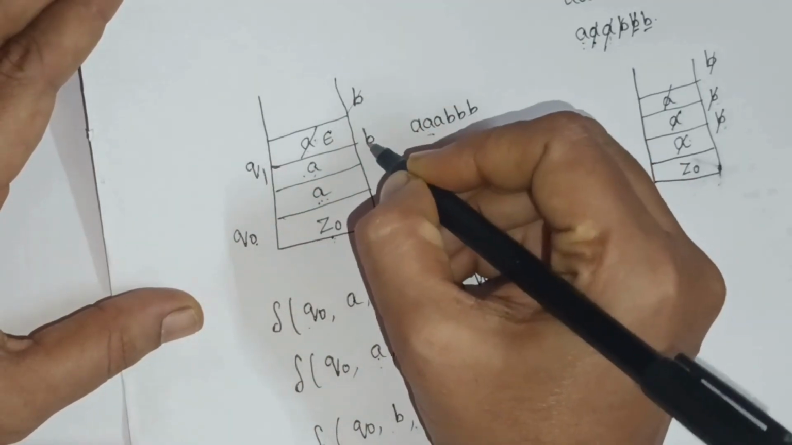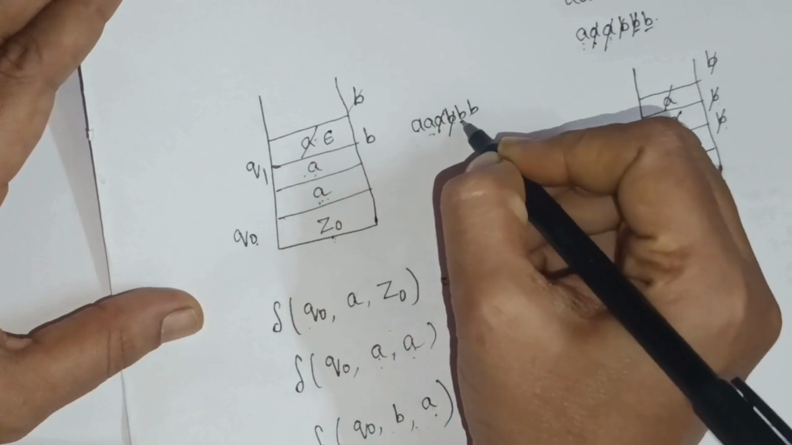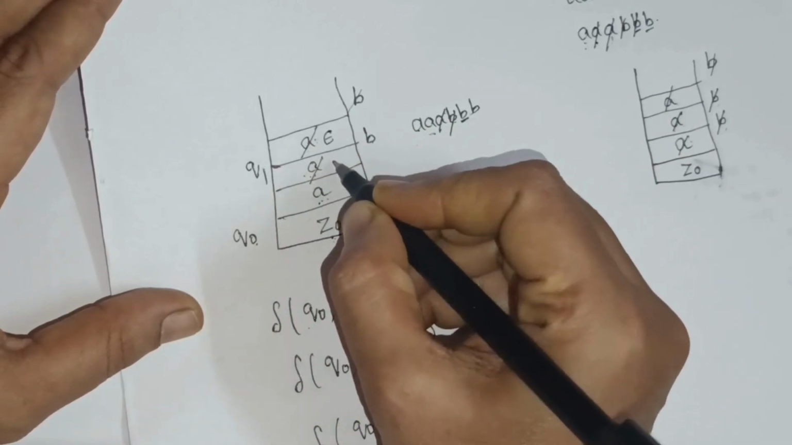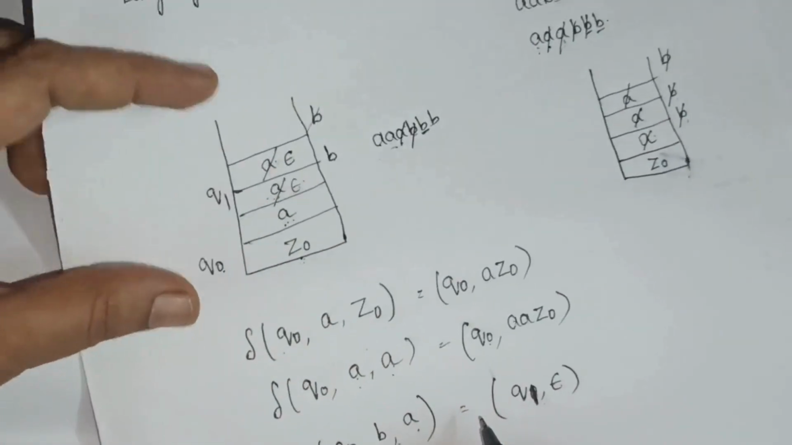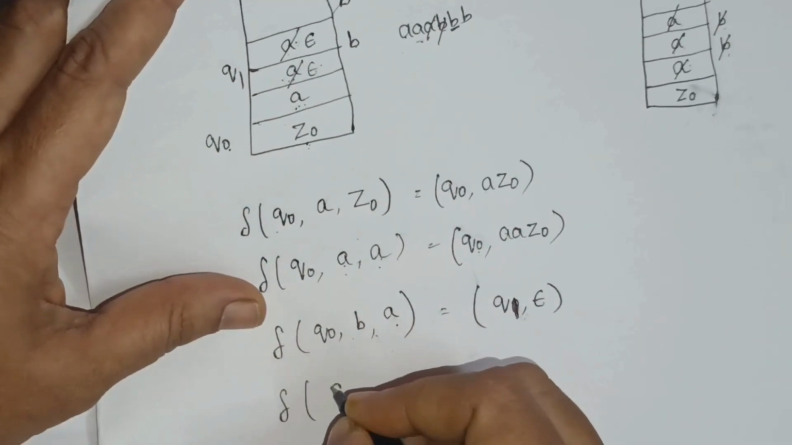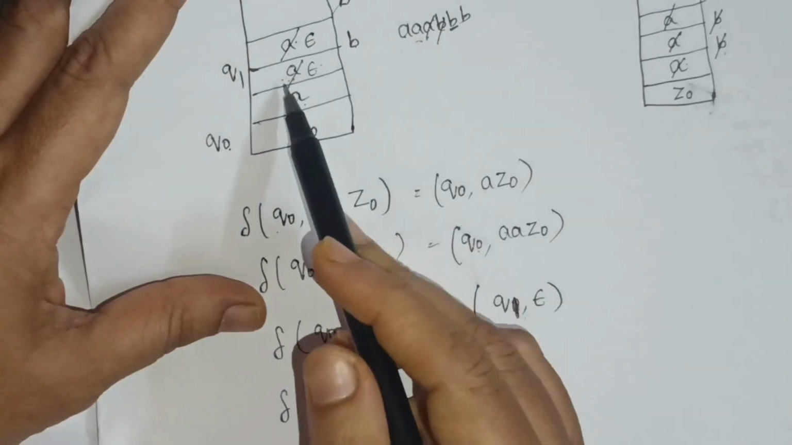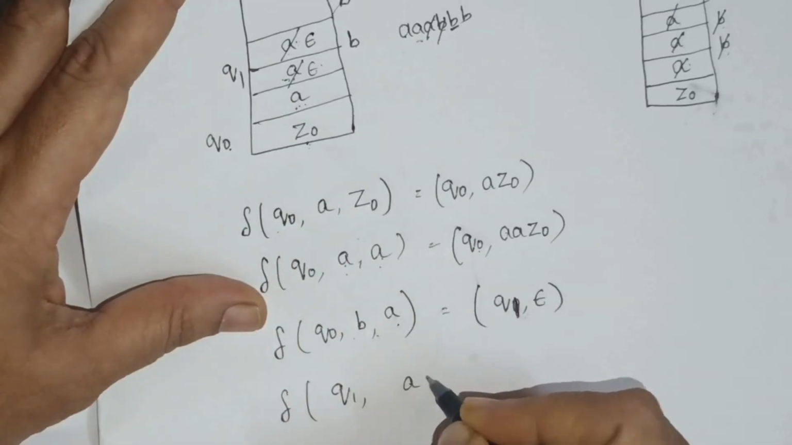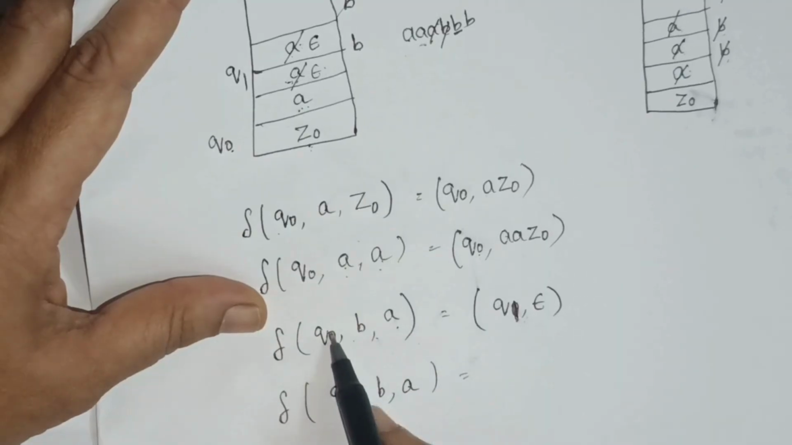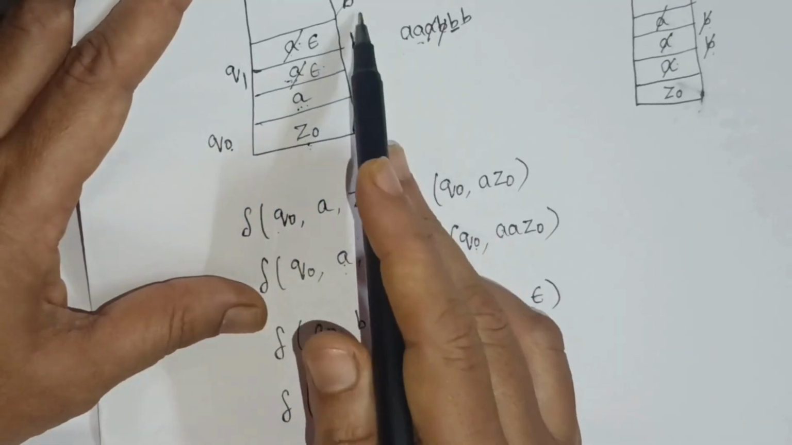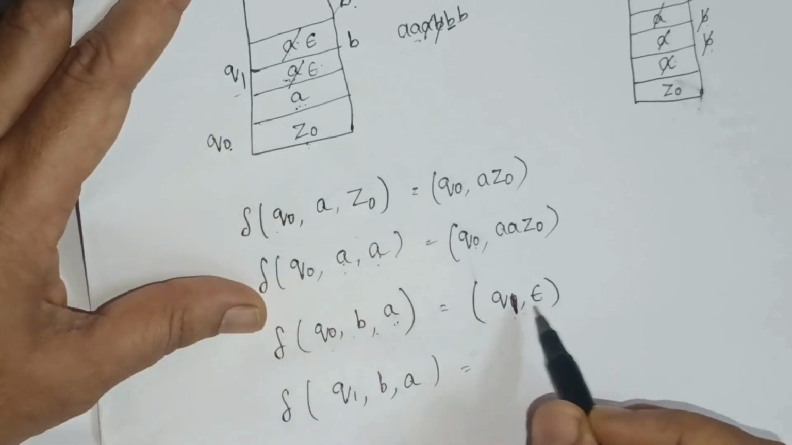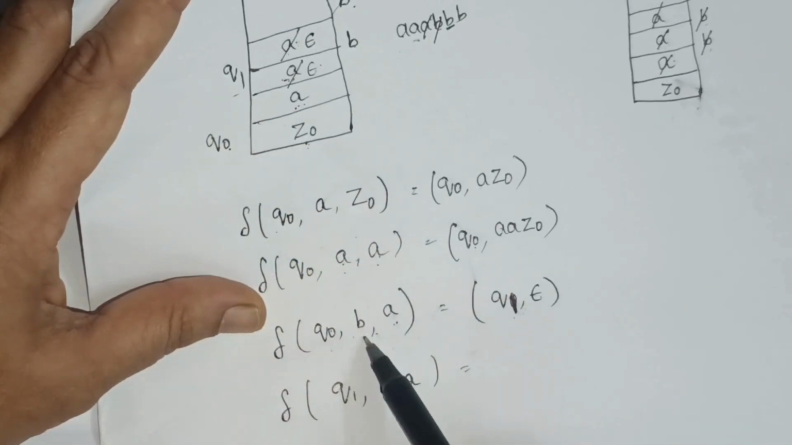Next, I am sending the second B. Second B, second A should be popped out. Now it is epsilon. So what is the transition? Now we are in state Q1. Top of the stack is A. I am pushing B. Hope you are understanding. First Q naught is the state. Top of the stack is A. If I push B, it will be popped out and state is changed to Q1.